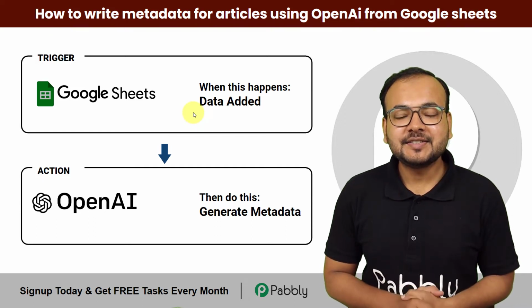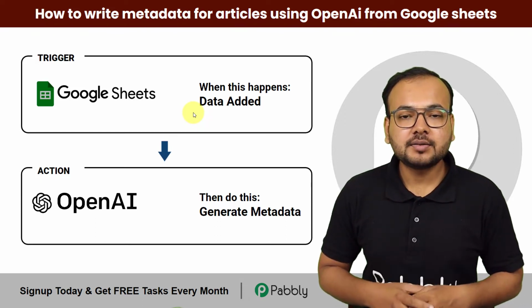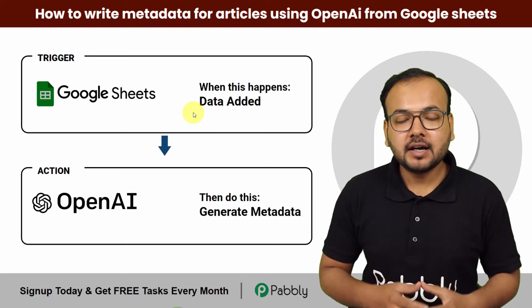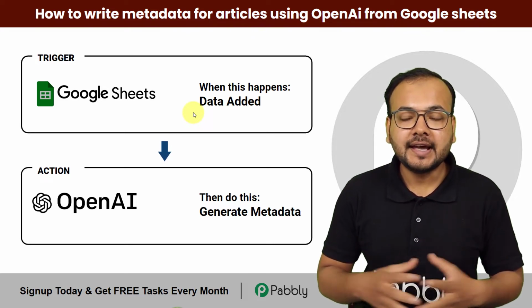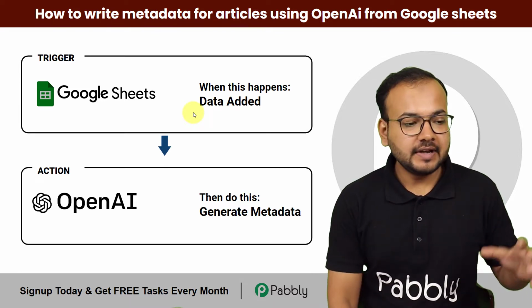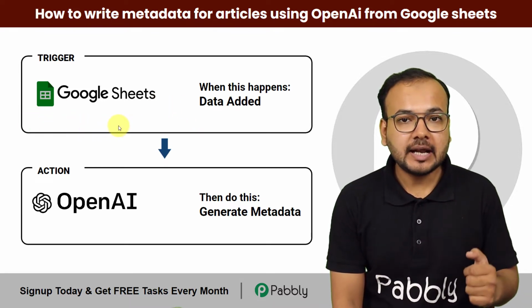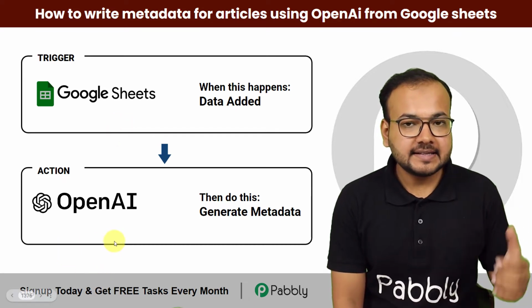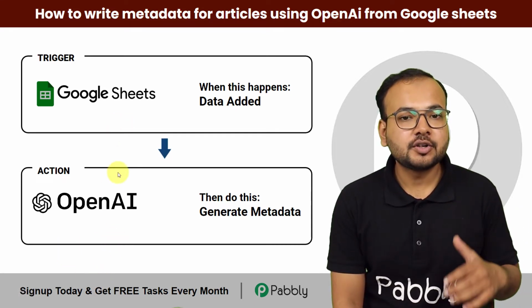Hey everyone, in this video you will learn how you can automatically write metadata for your articles using OpenAI application from your Google Sheets. So guys, here we have connected Google Sheets as the trigger application and OpenAI as the action application inside the automation workflow.